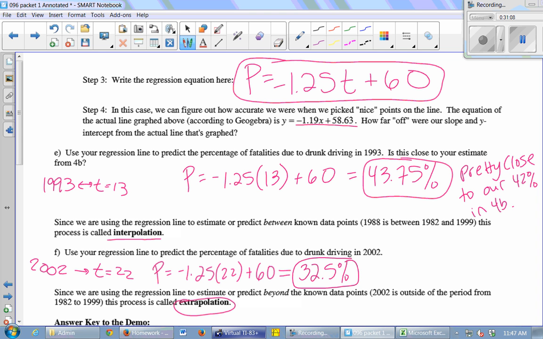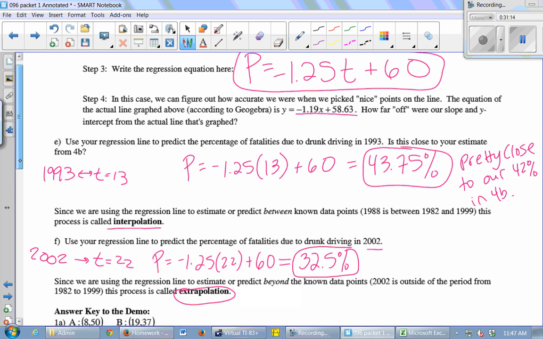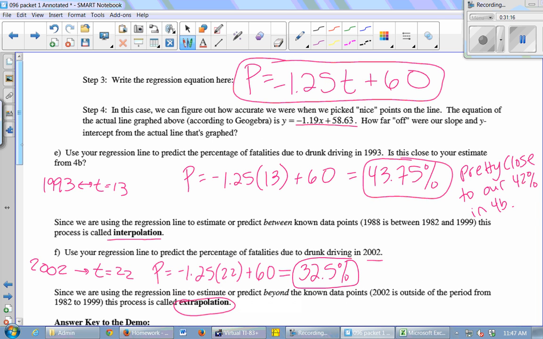Yeah, Jari. 22 was because they gave me the year 2002, and I started measuring time in 1980. You want me to go to the previous page, Jari? It's up as far as it goes. Previous page? Okay.